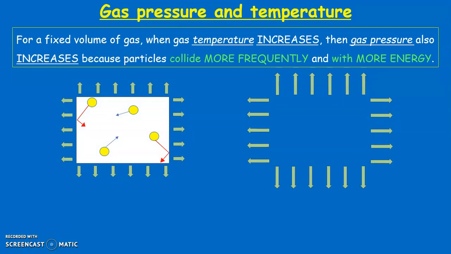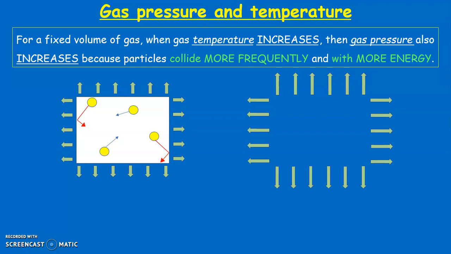Gas pressure and temperature. For a fixed volume of gas, when the temperature increases, pressure increases, because particles collide more frequently and with more energy. Let's explain this. The diagram on the left shows a container, a white box of some sort, with some gas particles inside. The yellow dots represent gas particles. The arrows, red and blue inside, represent the motion, the movement, direction of those gas particles. And the greeny arrows around the box show the force.